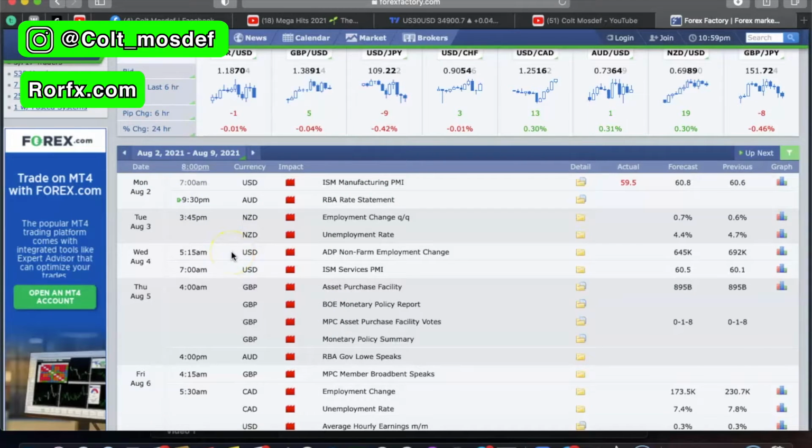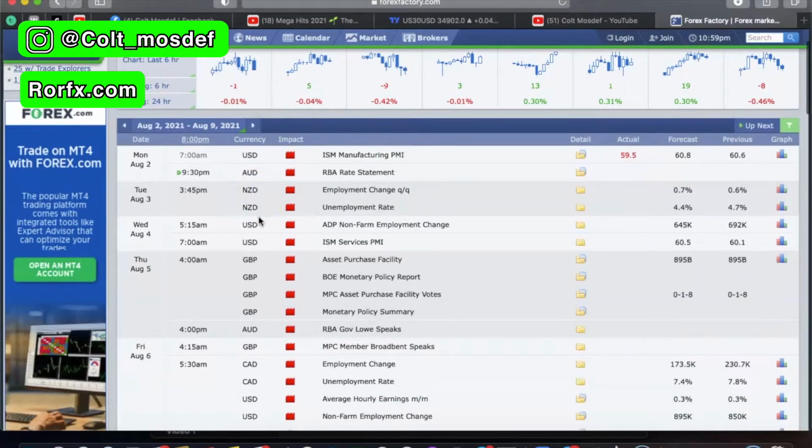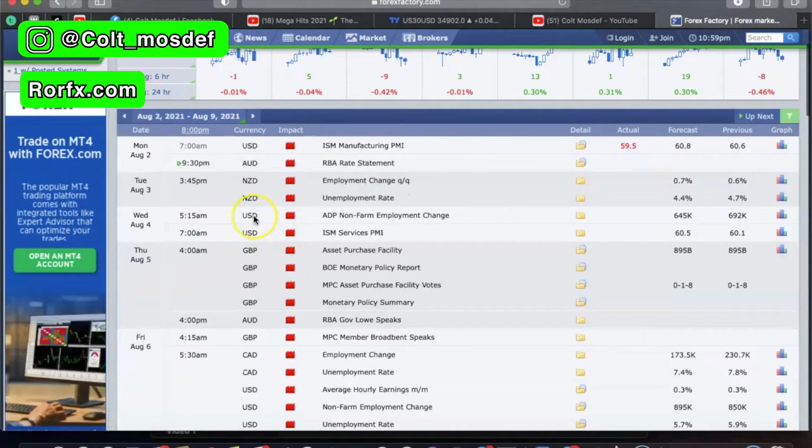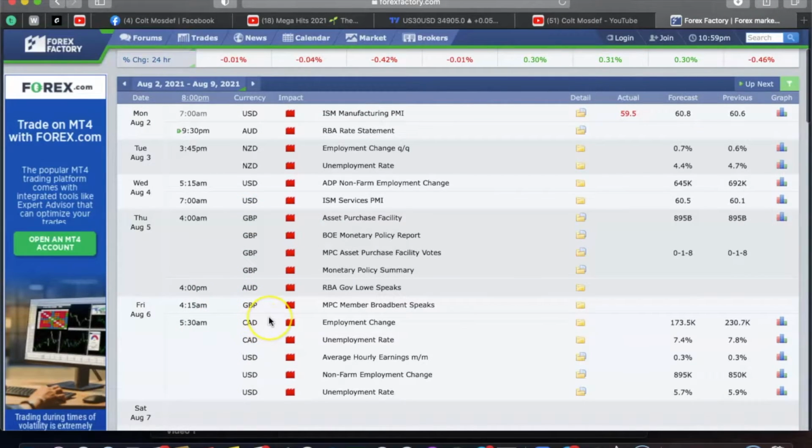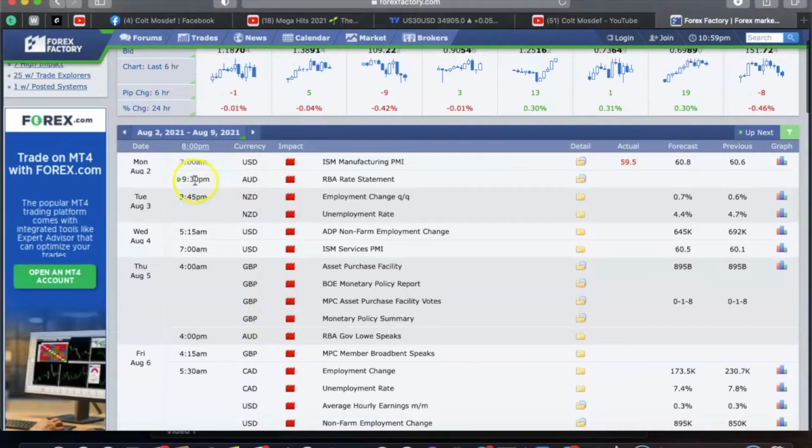Ideally, you guys want to make sure you have a timer set about 10 minutes before the news event comes out. So at 9:30 p.m. we have news on the AUD. If there is news on the AUD, we're going to go to AUD USD. If there's news on the NZD, the New Zealand dollar, we're going to go to NZD USD. If there's news on the US dollar, I'm most likely going to go to EUR USD because that's like the top USD currency out there. There's GBP news, GBP USD, so on and so forth. CAD, USD CAD. So we have news coming out at 9:30 p.m., in an hour and a half, on AUD.